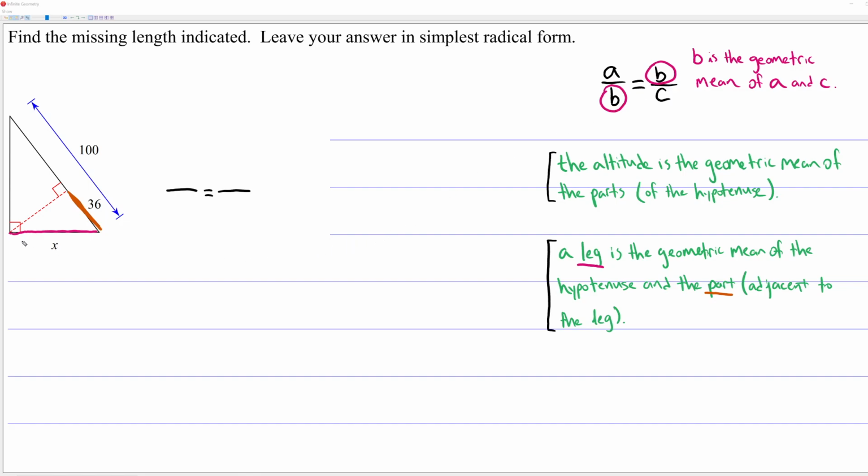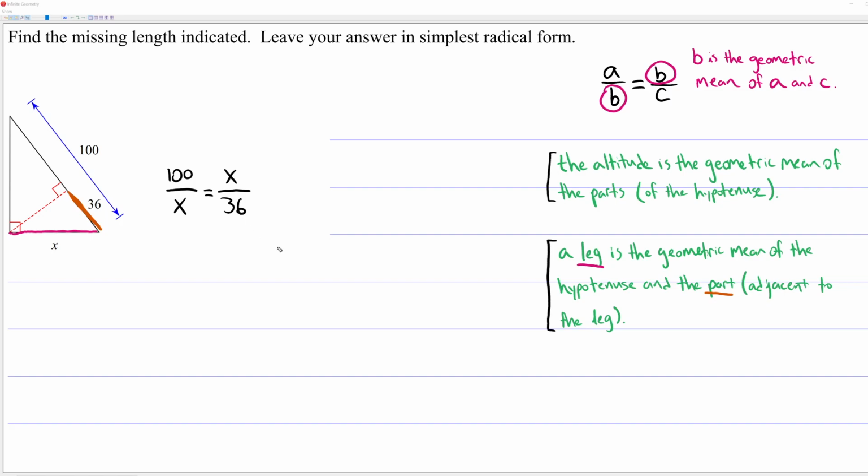So in this diagram, the leg is labeled with an x. So x shows up in two places. So x is the geometric mean of the hypotenuse. Well, the hypotenuse is labeled with a 100. And the part that's adjacent to the leg, well, that's 36.